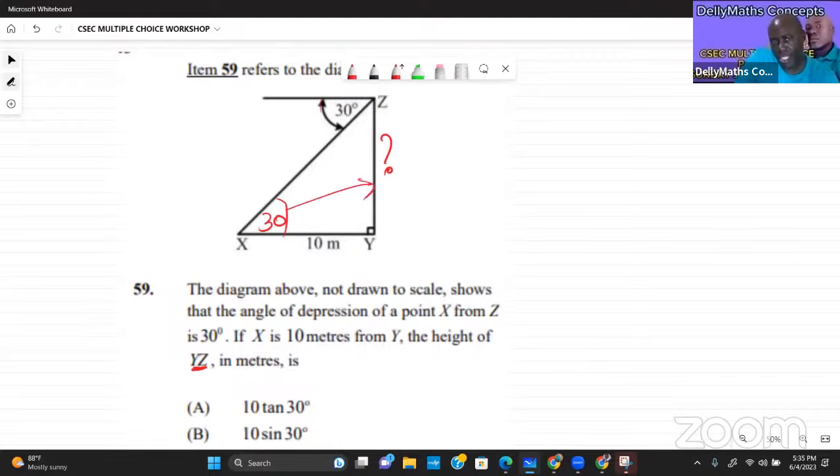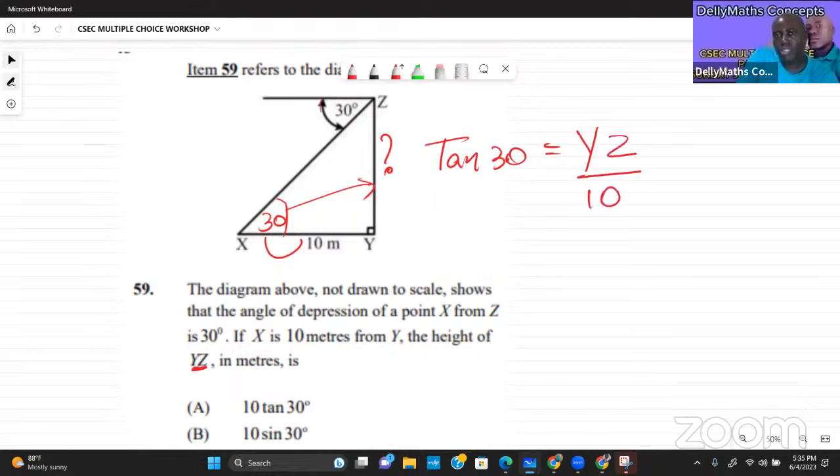So I'll say the tangent of 30 is equal to YZ over 10. So if I multiply both sides by 10, 10 tan 30 is YZ. All right, so I'm looking for 10 tan 30. It's at the top.